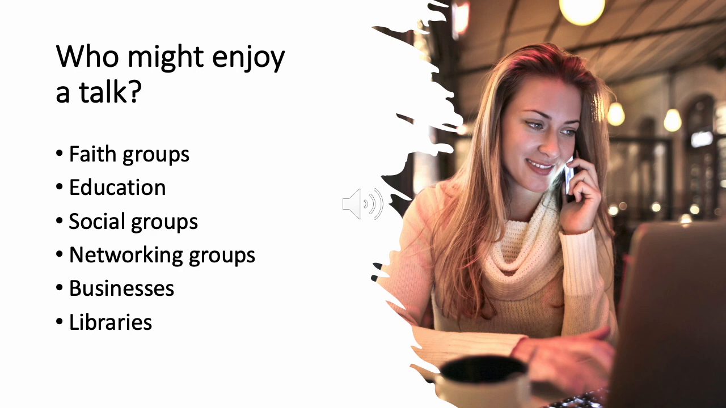Social groups are wide and varied. For example, Brownies, Cubs, the Masons, U3A. There are so many different social groups in communities across the country. So identify the talk booking secretary and make contact.